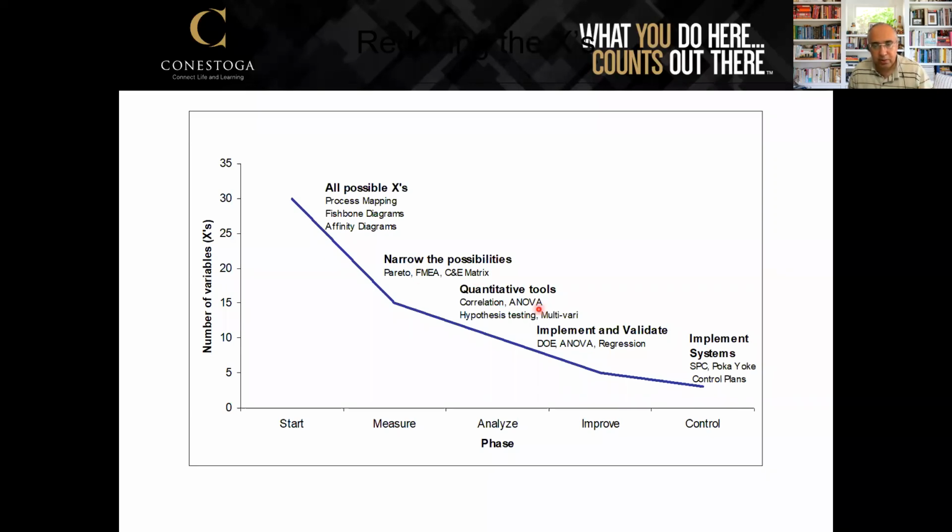Then use quantitative tools and you narrow it down even further. When you implement the change, you can only implement the change in a few of the variables. You cannot control everything, but you will implement some of those changes to some of those variables. And that way, then you will be able to improve the process. And then finally, you do the control. So this is just showing you that at the beginning, you have a lot of factors, and you have to narrow down the factors and focus on the factors which are most important.